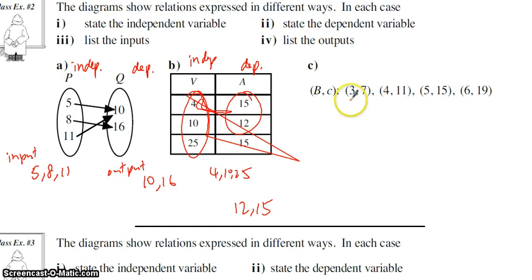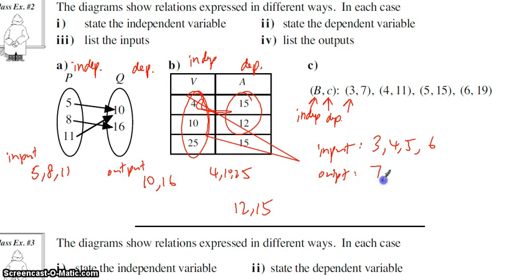Okay, finally, the first one is the independent variable. So B is the independent variable, and C is the dependent variable, because that's always the case. Okay, the inputs are 3, 4, 5, and 6, and the outputs are 7, 11, 15, 19.